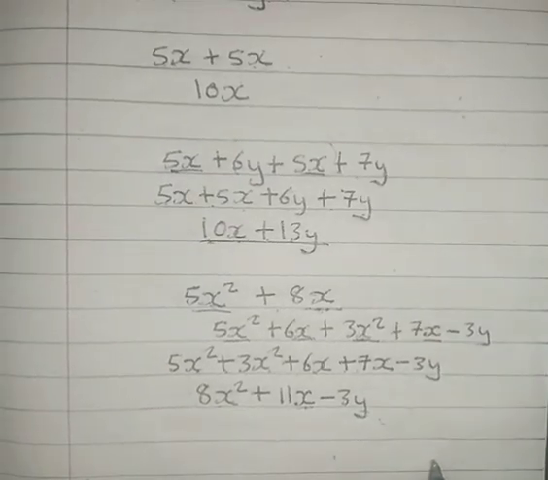So the rule is simple in algebra. As long as the letters are not the same, you cannot add them. To add things in algebra, they must be exactly identical.